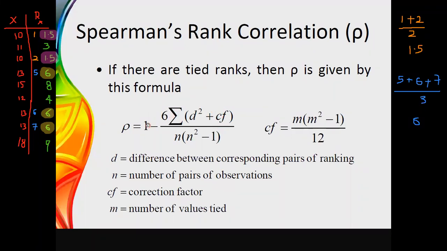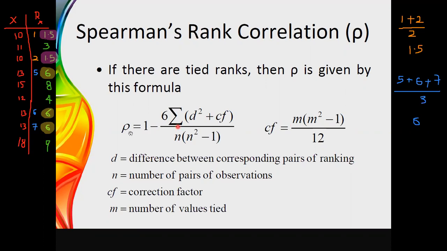Therefore, here the equation would be 1 minus 6 times the summation of d squared plus the correction factor, divided by n times n squared minus 1. This is the only additional term that we are adding to this equation. To calculate the correction factor, we use this equation: m times m squared minus 1 divided by 12, where m is the number of tied values. Here you can see 1.5, where you have several tied values. Therefore, you can use this equation to calculate the correction factor values.